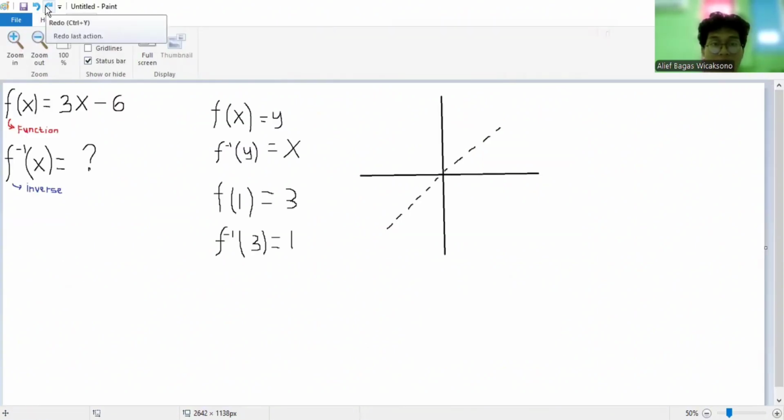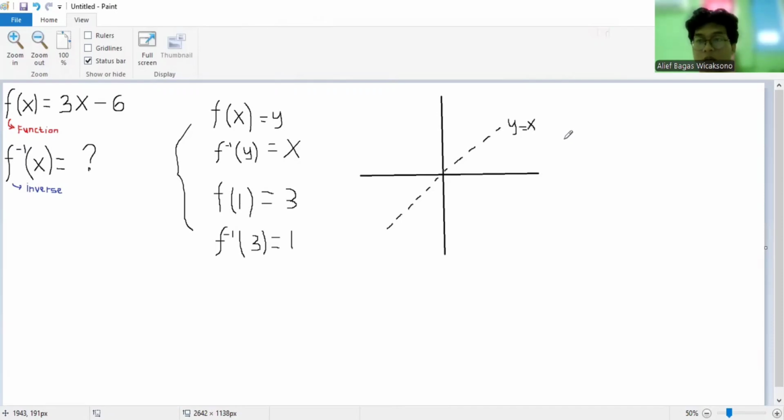From this equation, we can conclude that the inverse is like a mirror of the real function, the original function. And the mirror is the line y equals x. Why the line y equals x? Because the inverse function reverses the effect of the original function, which means x turns to y and y turns to x. I have another example to increase your understanding.